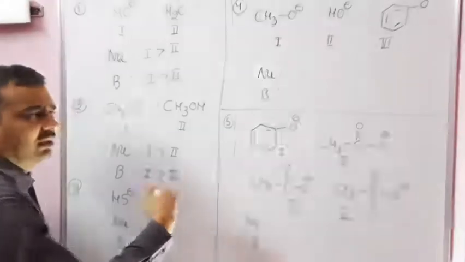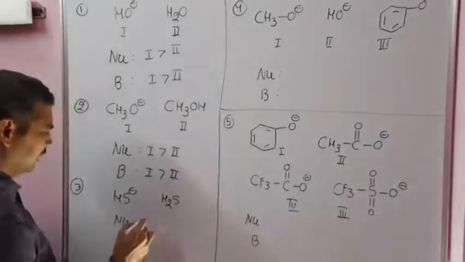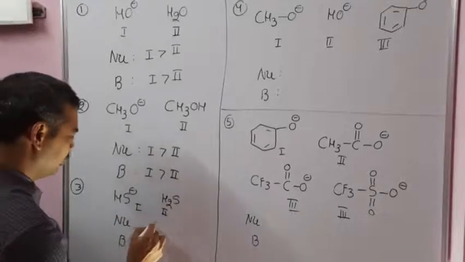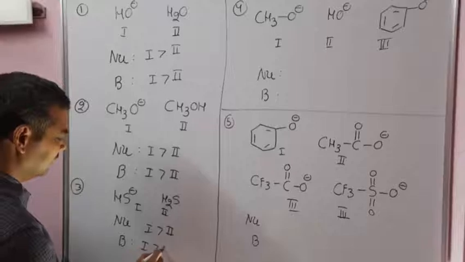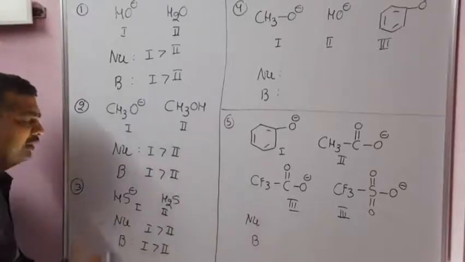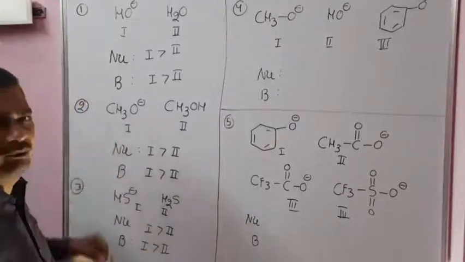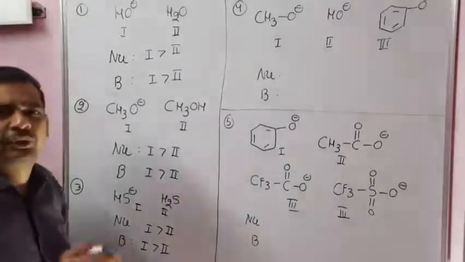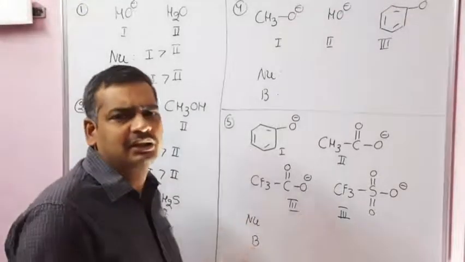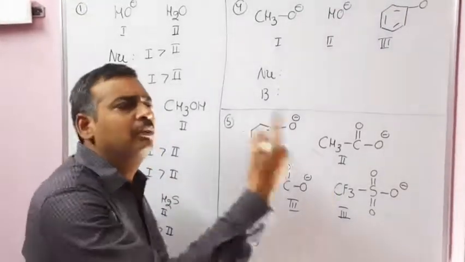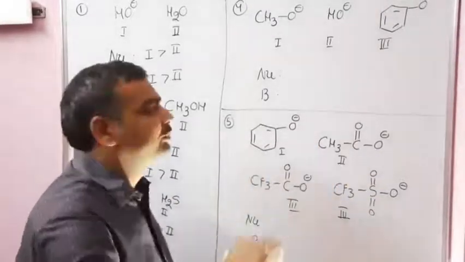That will readily attack an electron deficient center and readily abstract a proton. Here also, 1 and 2. So the nucleophilicity of 1 is more than 2, negatively charged particle. Basicity also, 1 is more than 2. So in protic and aprotic solvent, the order is the same. Why? Because the only difference is neutral versus negatively charged particle. On a negatively charged particle, electron density is more. More chance to attack on electron deficient and more chance to abstract a proton.